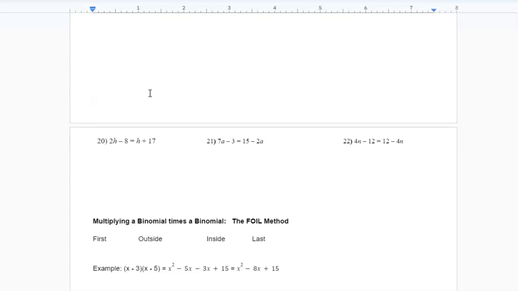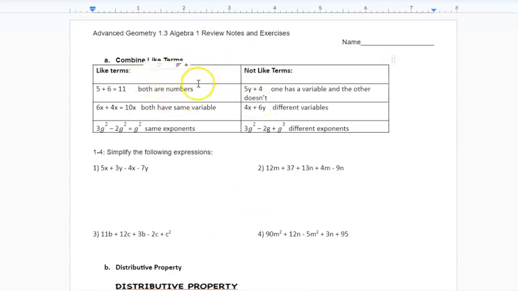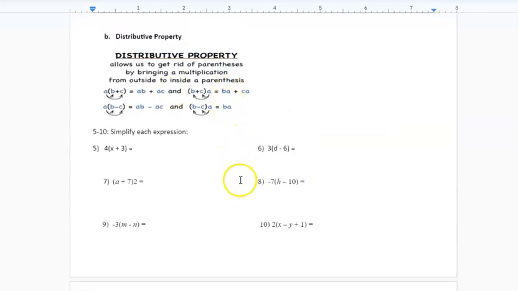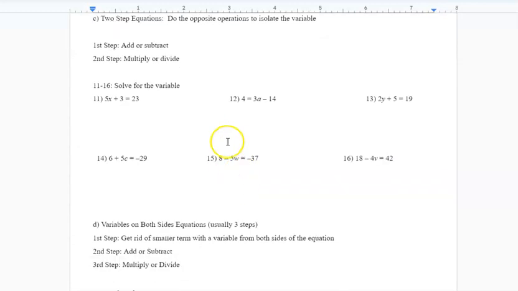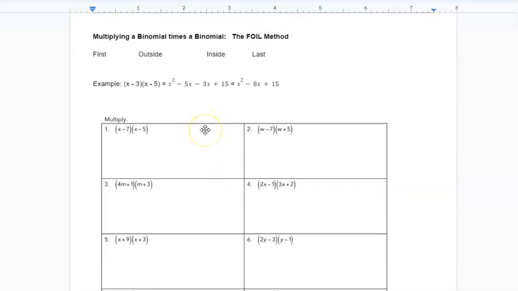All right, so to be honest, these were not really Algebra 1. Combining like terms is 6th grade. Distributive property, I think it's 6th grade. 2 steps is 7th grade. 3 steps is 8th grade. And then FOIL, this is algebra. This is 100%.